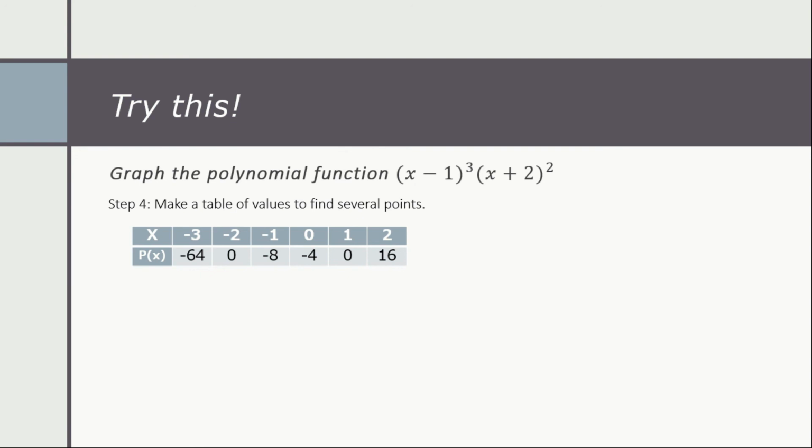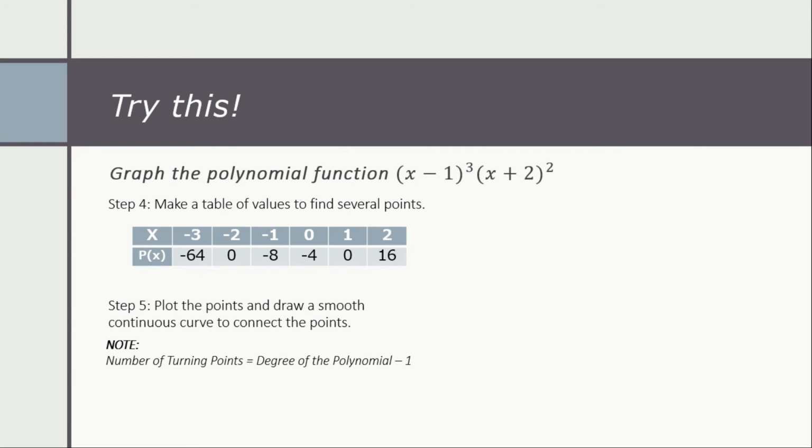And if x is 0, p of x is equal to -4. And if the value of x is equal to 1, the value of p of x is 0. And if the value of x is 2, the value of p of x is equal to 16. And for step number 5, plot the points and draw a smooth continuous curve to connect the points.